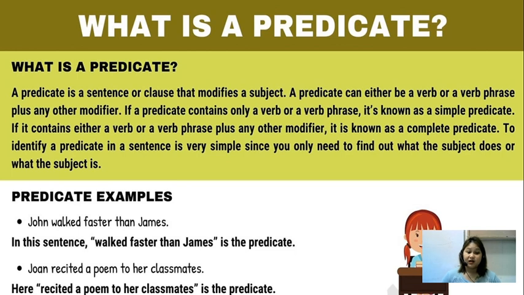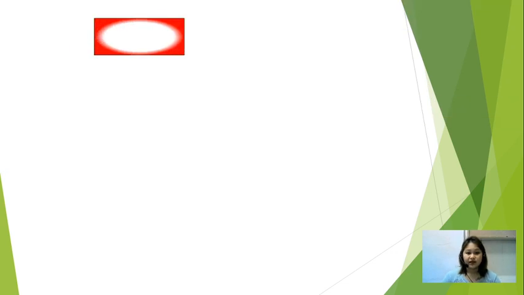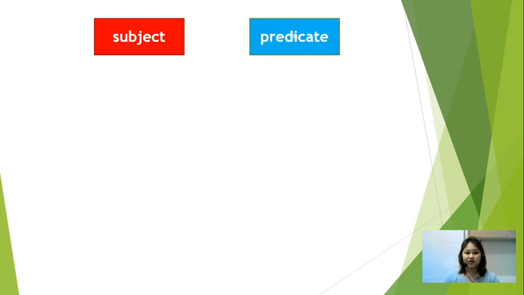And then the predicate there is walked faster than James, and John is the subject. Okay, next is you have John recited a poem to her classmates. So, recited a poem to her classmates is the predicate, and Joan is the subject. So, I have here subject in red color, and predicate in blue color, so that you can easily identify which is the subject and which is the predicate.